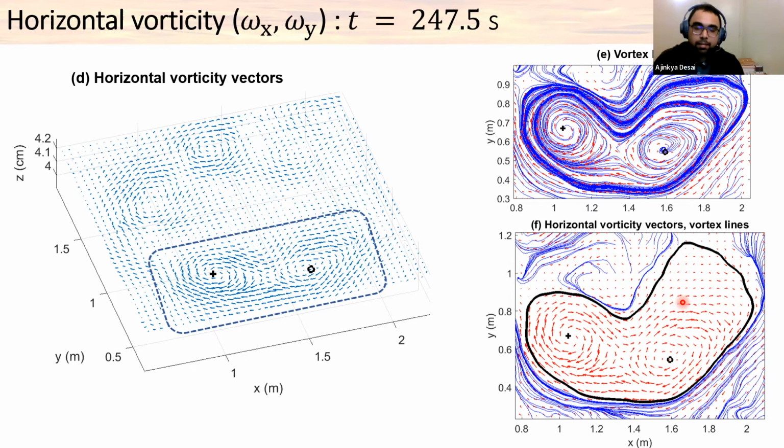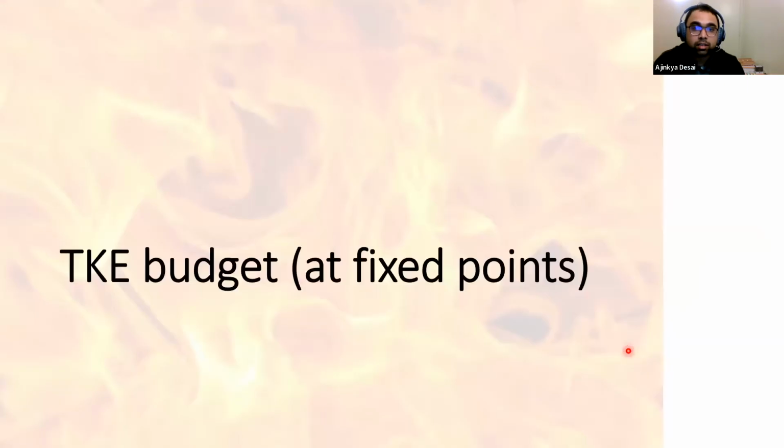Sure, thank you. Essentially, I want to close the discussion on the coherent structures by just indicating that there is some kind of an interaction between these two fixed points. The reason I emphasize that is because we see something similar happening when we look at the TKE budget, the turbulent kinetic energy budget equations.